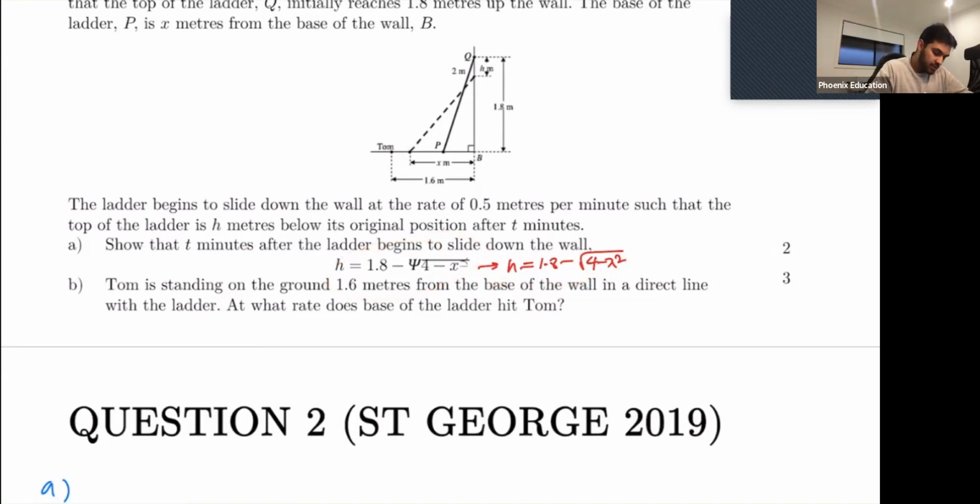So to do that, we'll look at this triangle here. You might need some more time to think about what's actually happening in this scenario, but pretty much this ladder starts with this position and starts to slide down the wall, and then eventually you'll hit Tom.